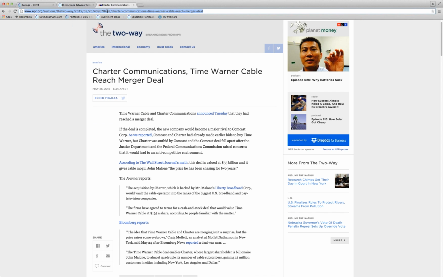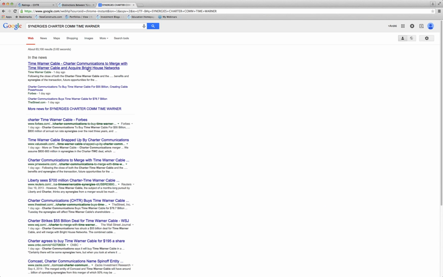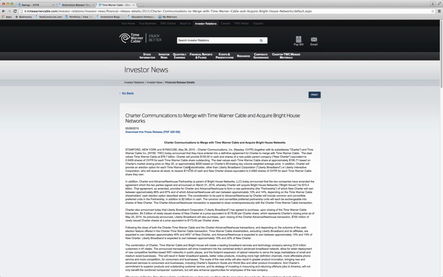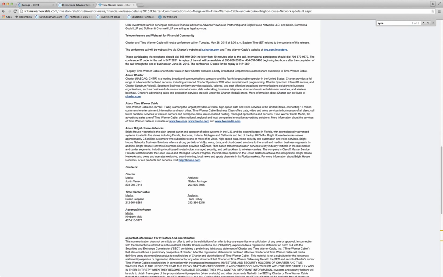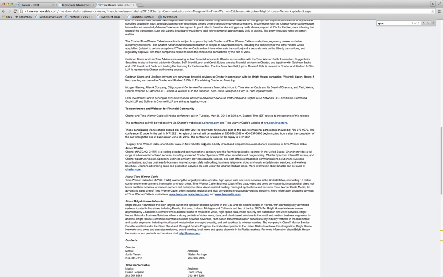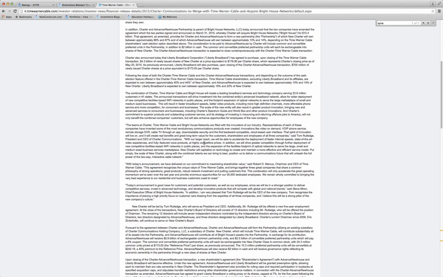Let's do a search. Synergies, Charter Communications, Time Warner. And I looked at a couple of these articles and I really didn't see anything about it. Right, here we go. Here at the very bottom in the disclaimers, cautionary statement regarding forward-looking statements, synergies. That's the only place we hear any talk about the acquisition. And this is the press release on the deal.